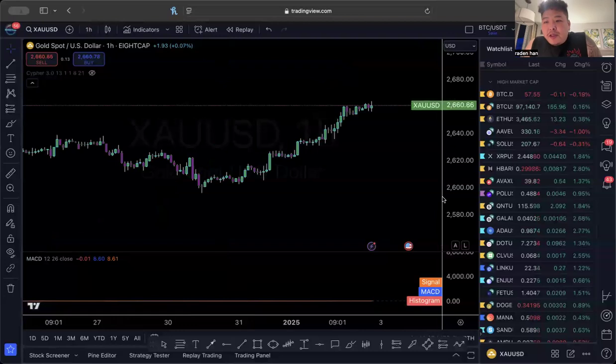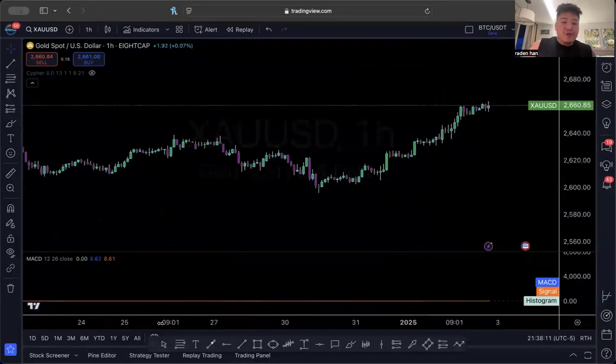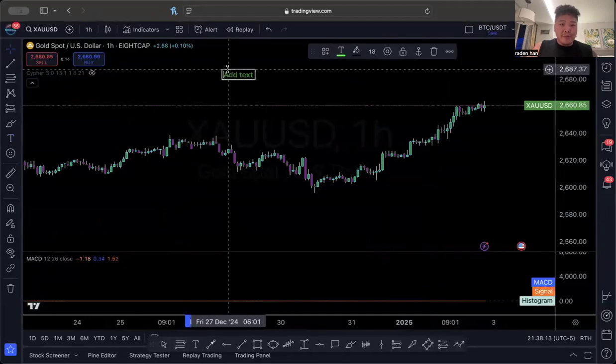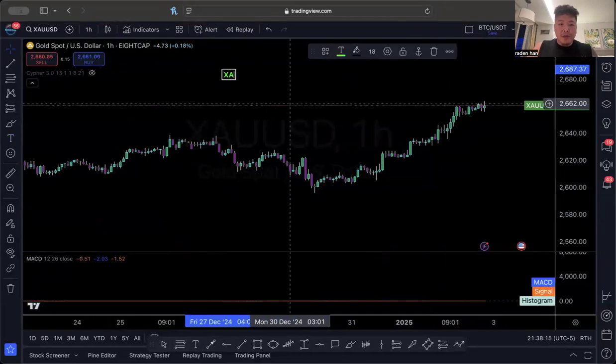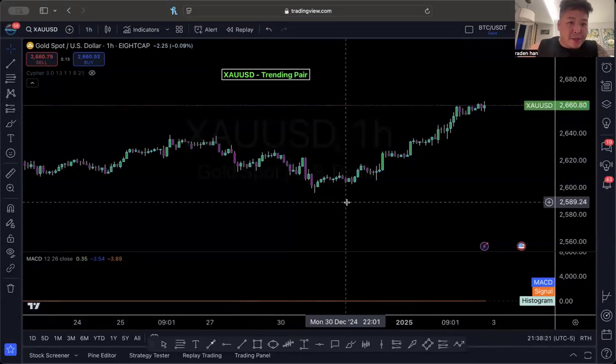So this is something that I've been telling you guys from inception. Gold is a trending instrument, okay? XAUUSD, trending pair. Now, what does trending pair mean?